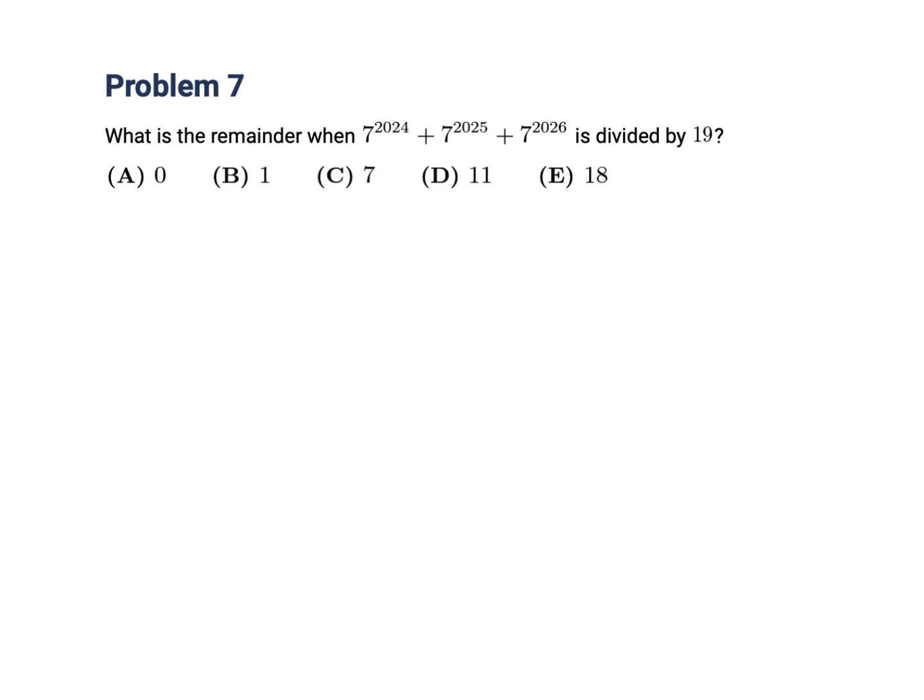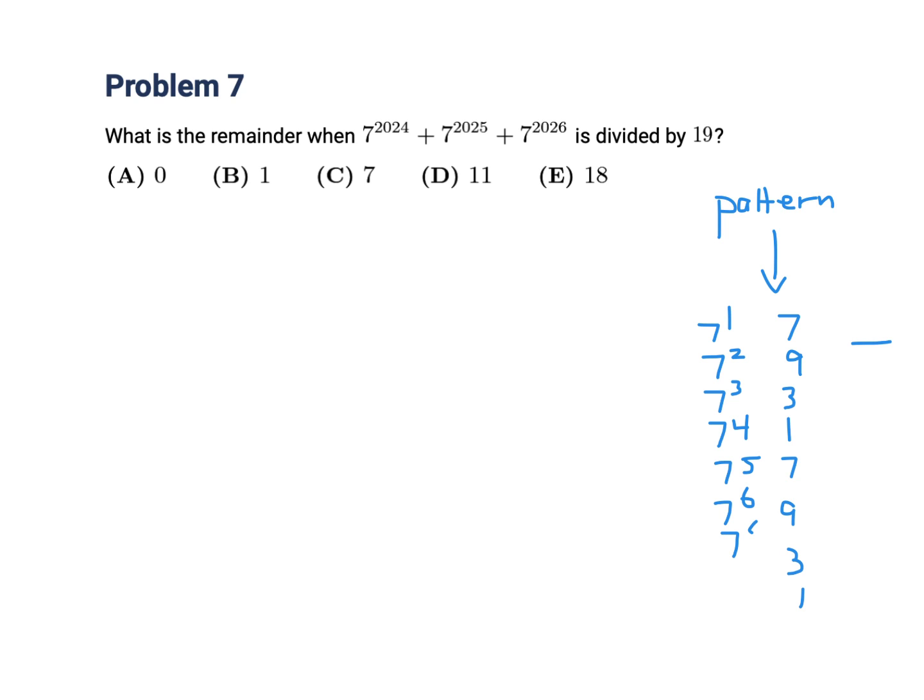What is the remainder when 7 to the power of 2024 plus 7 to the power of 2025 plus 7 to the power of 2026 is divided by 19? All right. Well, actually, I was going to look for a pattern, which is what I always do with these kinds of questions, where you just look at 7 to the power of 1, 7 to the power of 2, and you keep doing this, and then eventually you see that the units digit repeats itself. So in this case, it's 7, 9, 3, 1, and then it becomes 7, 9, 3, 1, and so on.